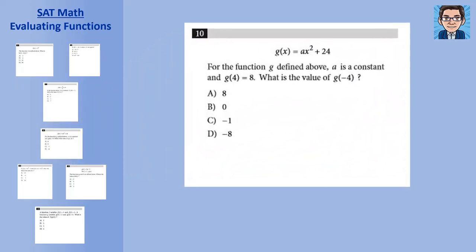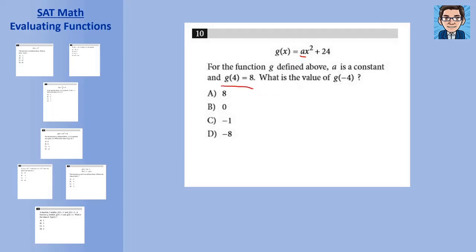Now in this problem, I want to show you a couple different ways. We also have a constant in here, A, that we would have to figure out. But there's also another trick to it. Let's first do that, and then I'll show you a much shorter, easier way to do this one as well.